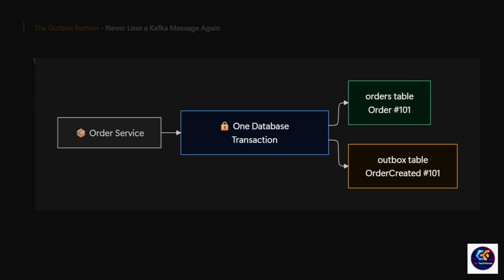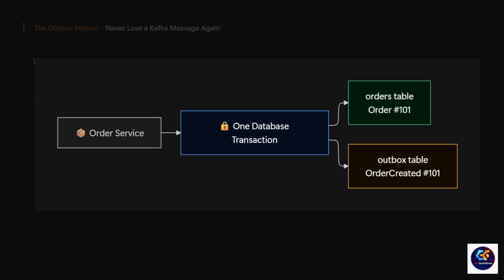And here is the most important part: the outbox table lives in the same database as the orders table. Now the service performs two writes, but this time they are not writes to different systems. Both writes go to the same database. First save the order, second save the event in the outbox table.